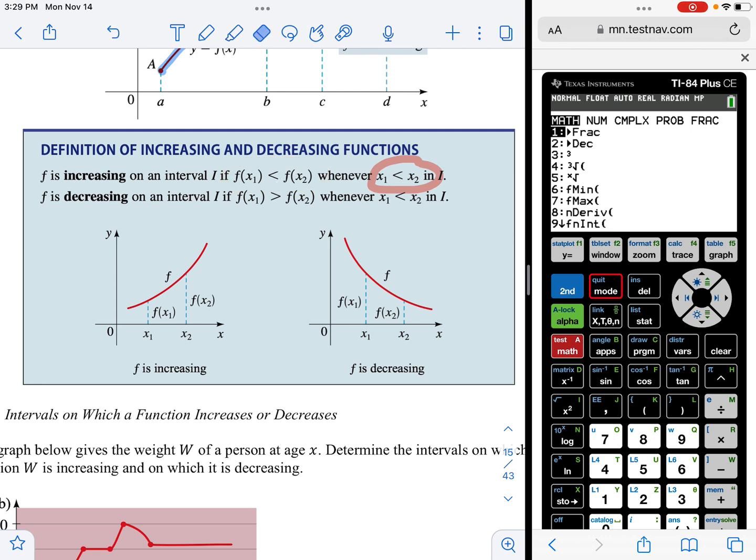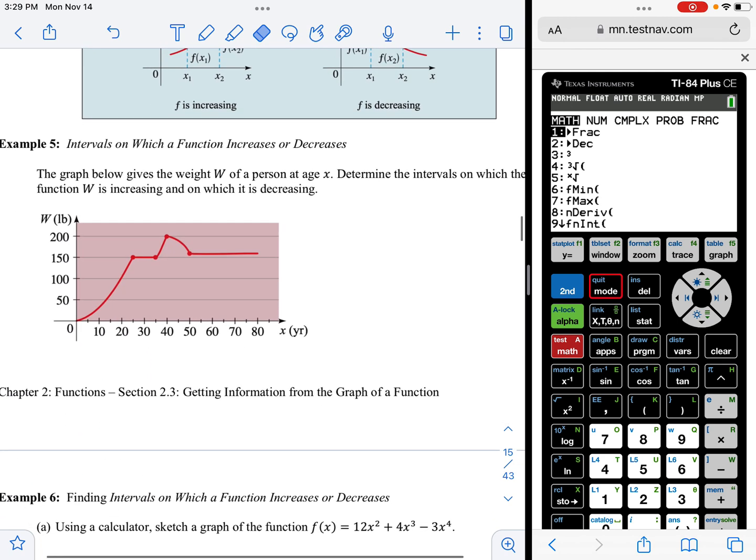Again, this is much easier to understand or identify visually, and so we're going to focus on looking at graphs to be able to determine increasing and decreasing. Okay, so let's take a look at example 5.